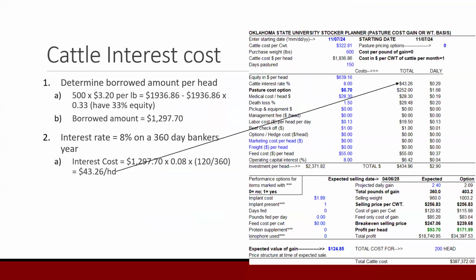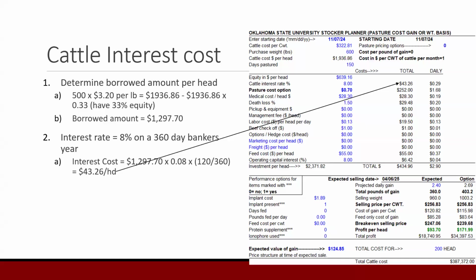Okay. All right. So this just breaks down how these things are calculated from the rest of these slides. 20 minutes. All right. So first, we need to determine the borrowed cap amount per head. So we have 500 times $3.20 per pound. That is $1,936. Okay. Minus $1,936 times 0.33. We have 33% equity in this example. So we borrowed $1,297.70.